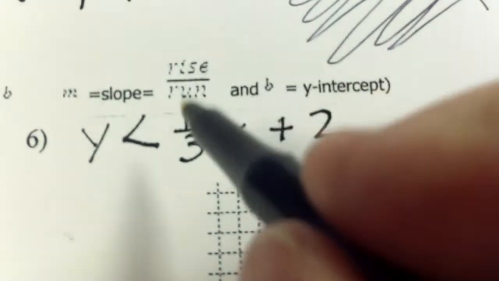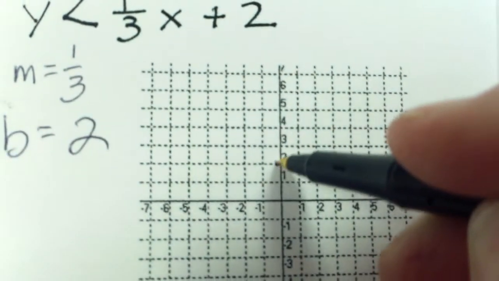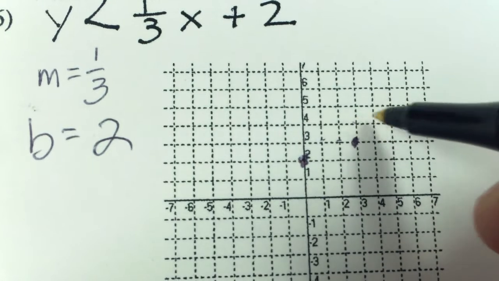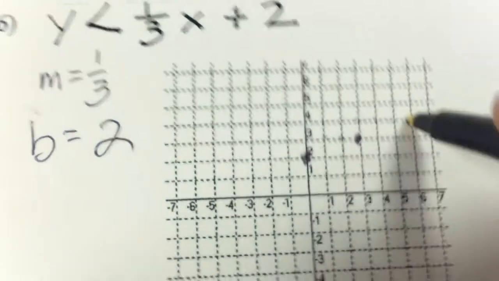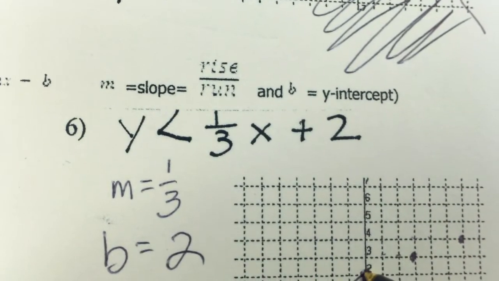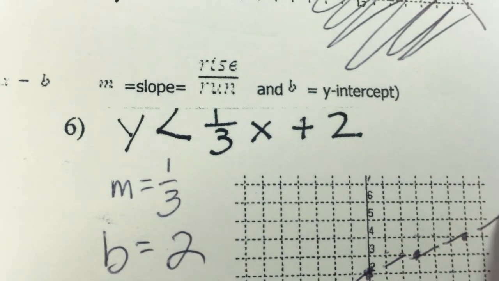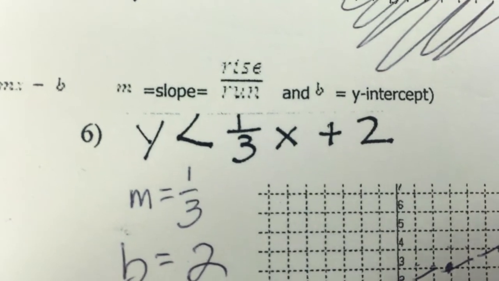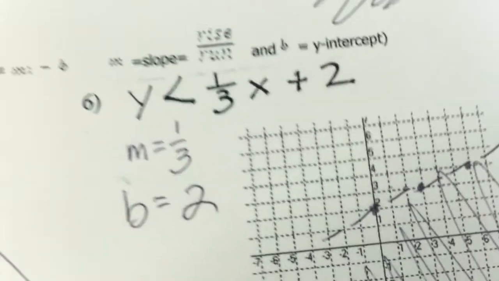And lastly, all right, slope is 1/3. Y-intercept is 2. Begin at 2 on the y-axis. Slope is up 1 over 3, up 1 over 3. It's an inequality. There's no equal sign, so that tells me it's a broken line. I'm ready to shade, and since it's in slope-intercept form, less than is below the line.